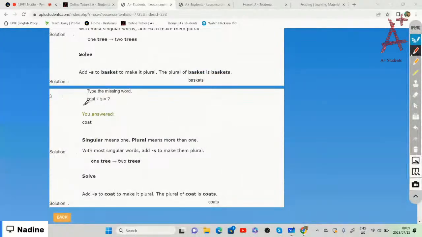We have another one. We need to type the missing word, coat, right? A coat that you are wearing, like a coat that you wear either during winter or nowadays it's more fashionable, right? So a coat. So one coat, right? And this is singular. It refers to only one coat.